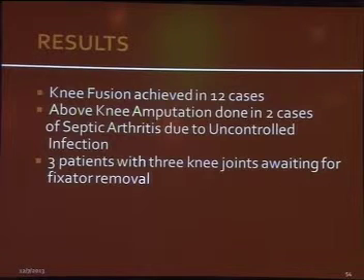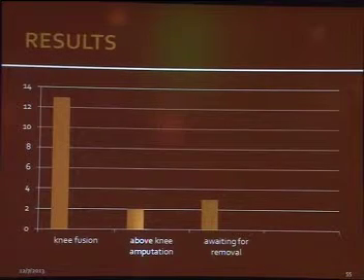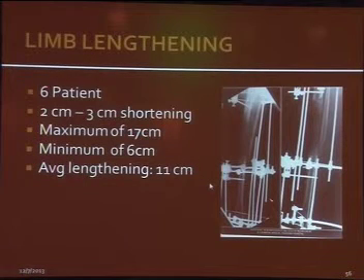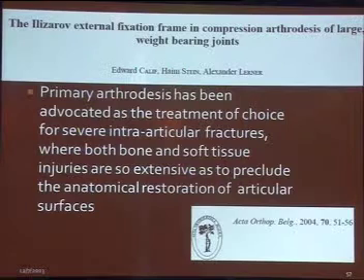Coming to the results, we achieved knee fusion in 12 cases. But we did above-knee amputation in 2 cases in which the septic arthritis was not controlled. In 3 patients, the fixator has yet to be removed; we are waiting. This is the chart showing the same thing. Three patients are waiting for removal. Limb lengthening we did in 6 patients. Maximum shortening was 17 centimeters and minimum was 6 centimeters. Average lengthening we gained was 11 centimeters.